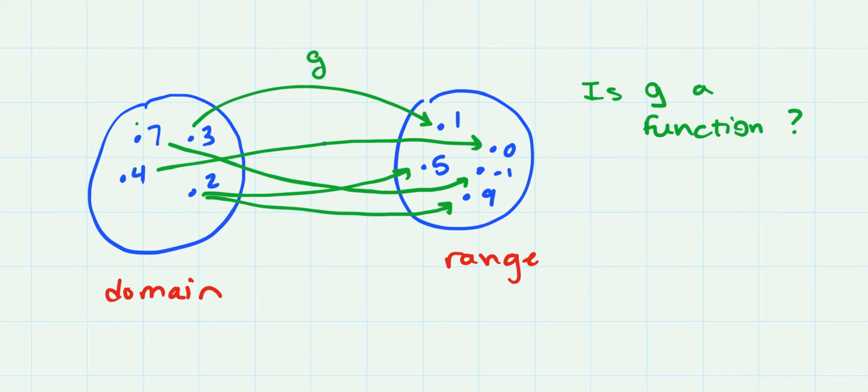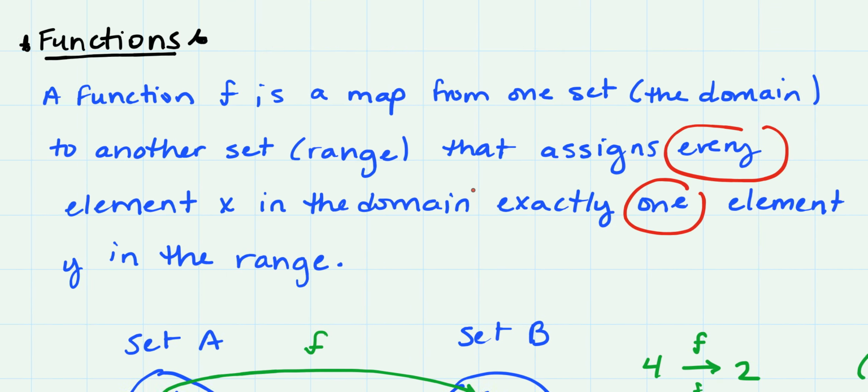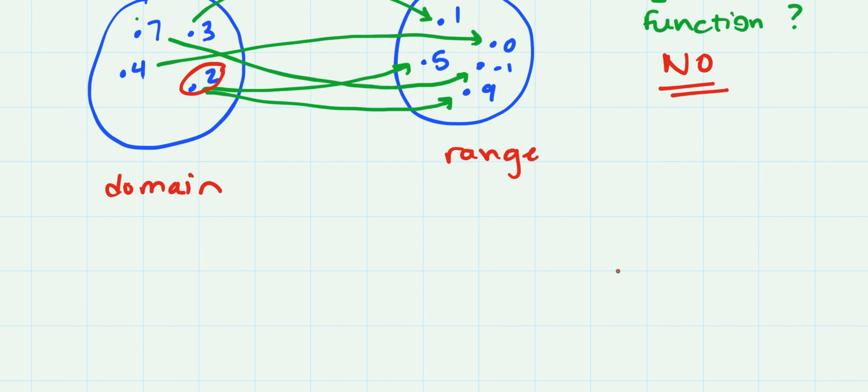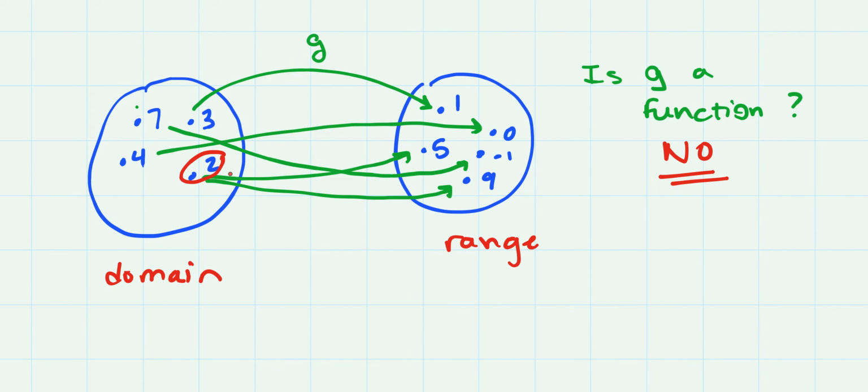Well, the answer is no. Why is it not a function? Well, let's look at everything. We have 3 being sent to 1, that's fine. 7 is sent to -1, that's okay. 4 is sent to 0. But here I'm taking 2 and I'm sending it to 2 different elements in the range. Let's scroll back up to the definition. It says that every element is sent to exactly one element in the range. So that's where the problem is. I'm sending one element to 2 things in the range. So it's not a function.